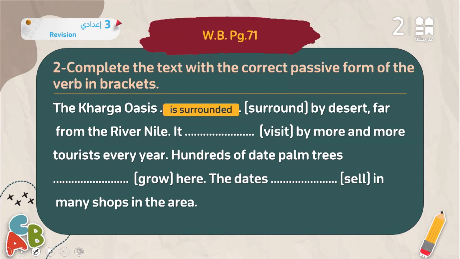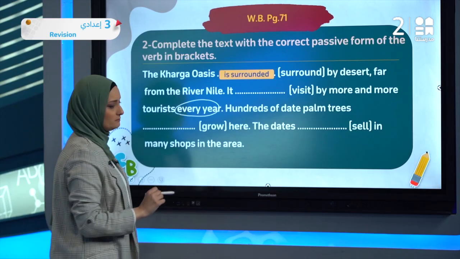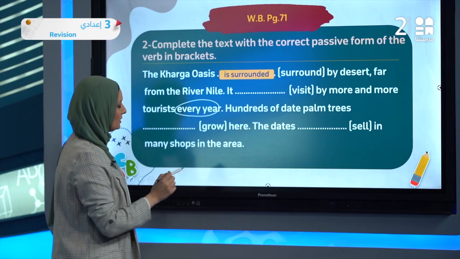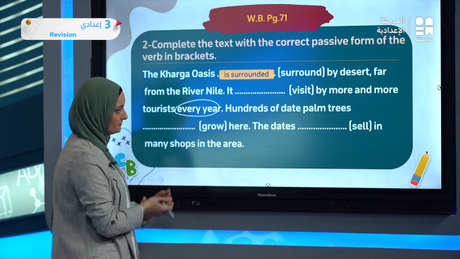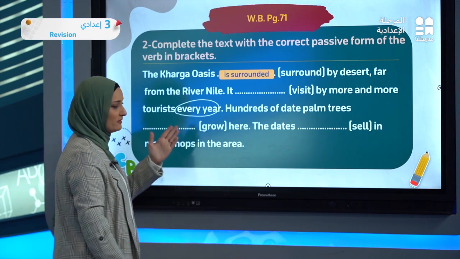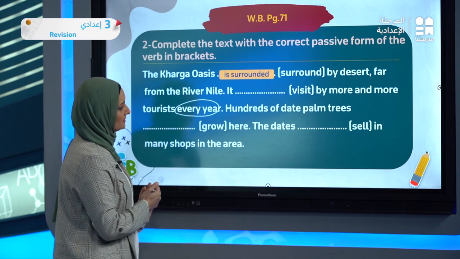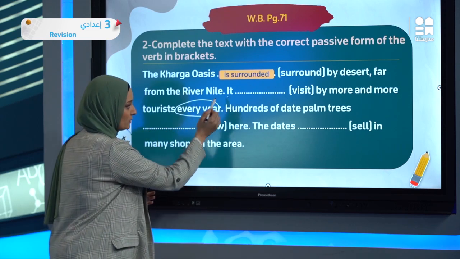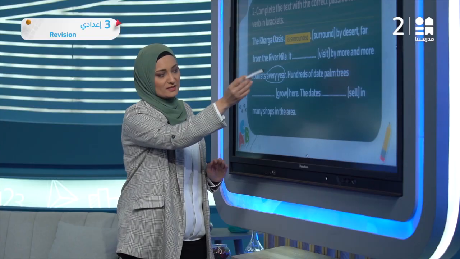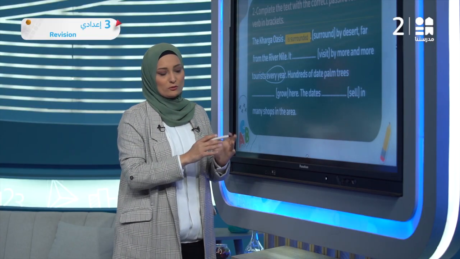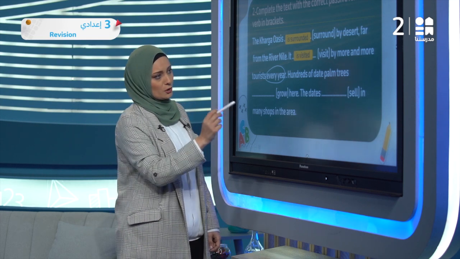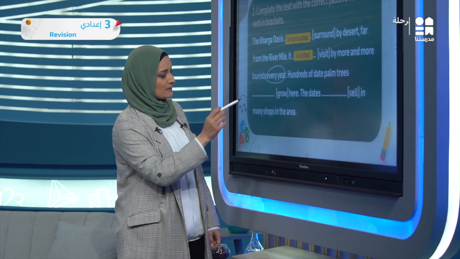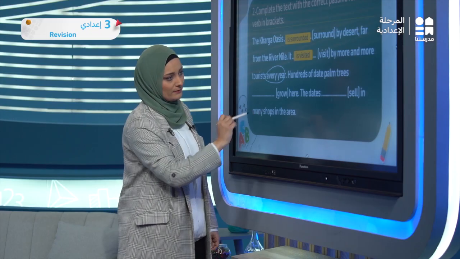It by more and more tourists every year. عندي I have every year. This is again a clue to the present simple اللي هو زي روتين إنه كل سنة. فكده هكمل في present simple passive. It بتاخد is. It is and the past participle of visit is visited لأنه visit is a regular verb, so it is visited. Hundreds of date palm trees space grow here.